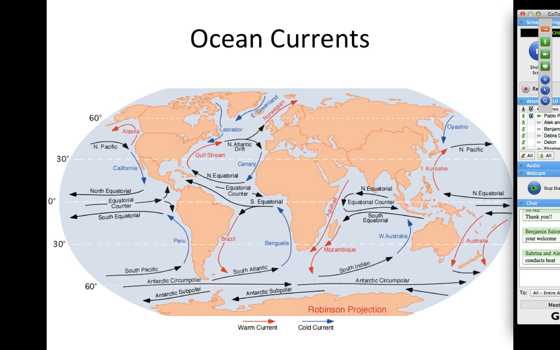Good. Sabrina and Alex: they conduct heat. Water conducts heat. Okay. So one of the properties of water is that it absorbs heat, and it also retains heat a lot longer than the surface of the earth, than the ground. The ground also absorbs heat, but the heat is removed from the ground much faster than in water. Water maintains the heat a lot longer.